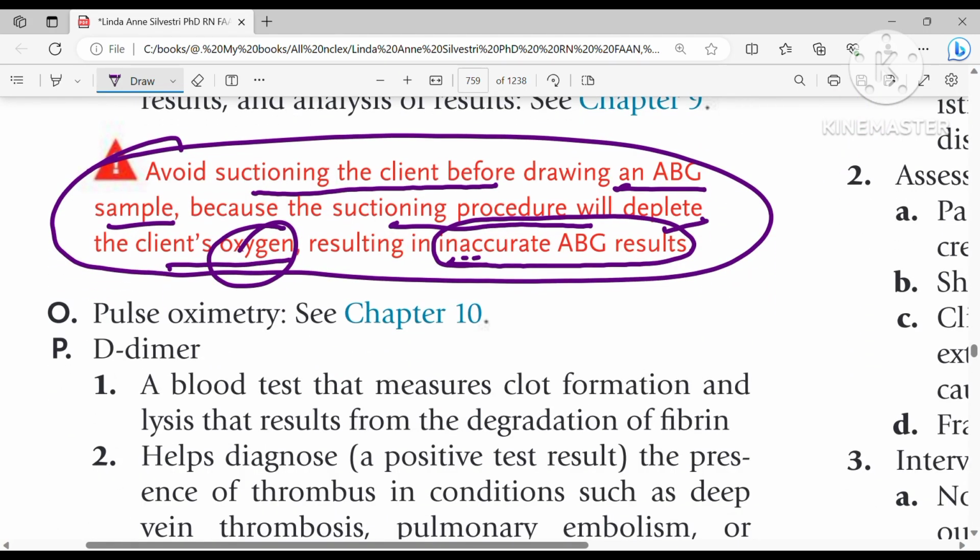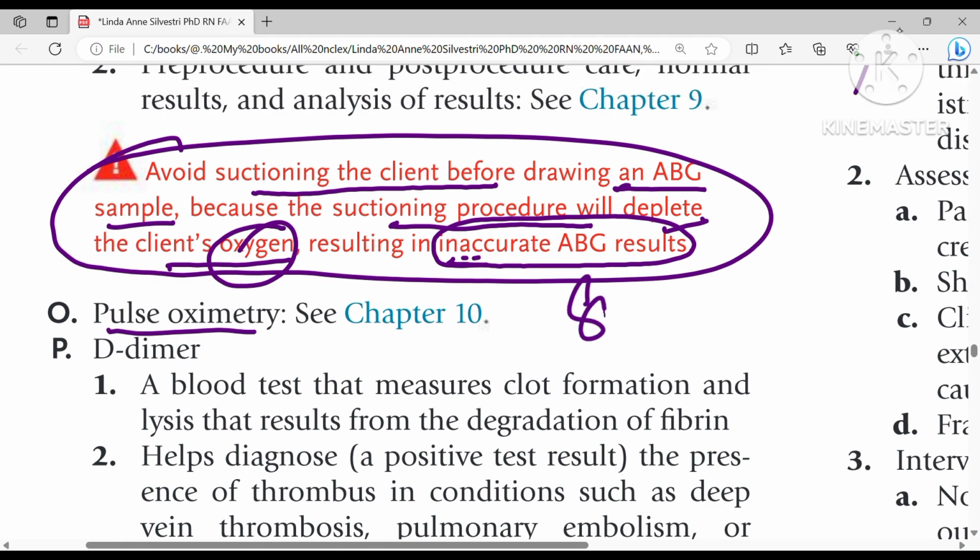Next is pulse oximetry. With pulse oximetry, we will measure the SpO2 and so on.